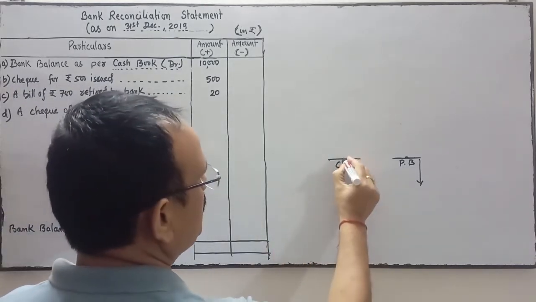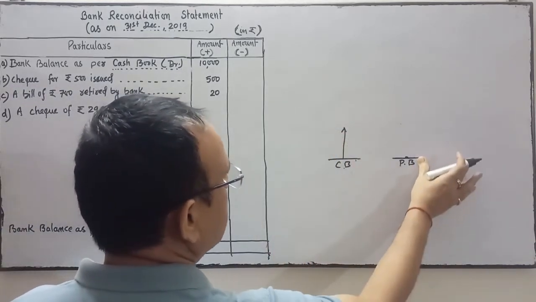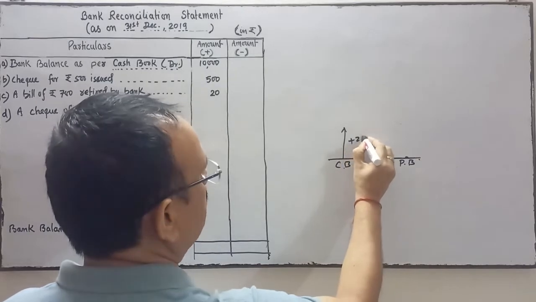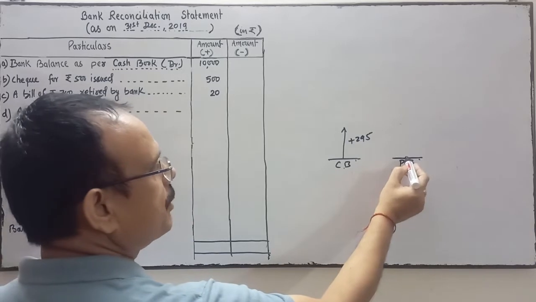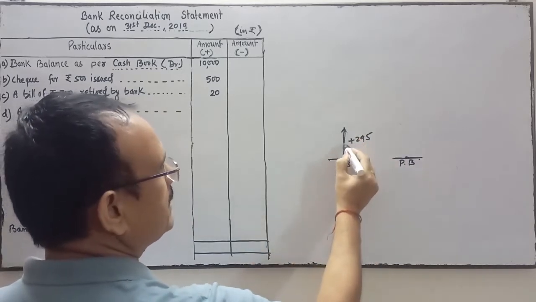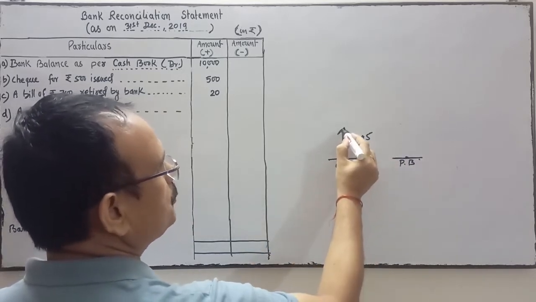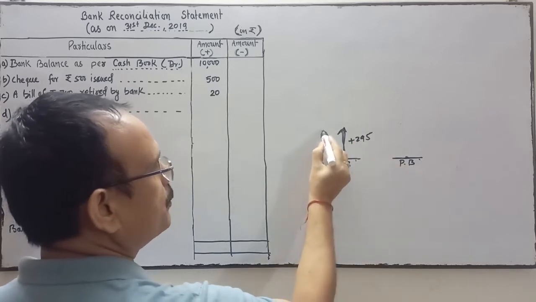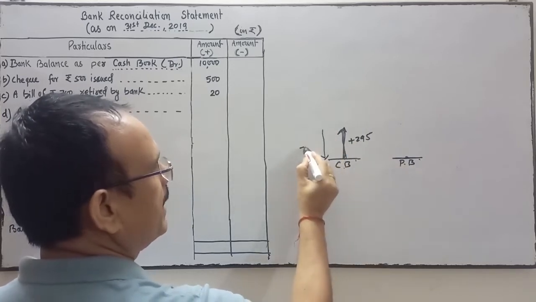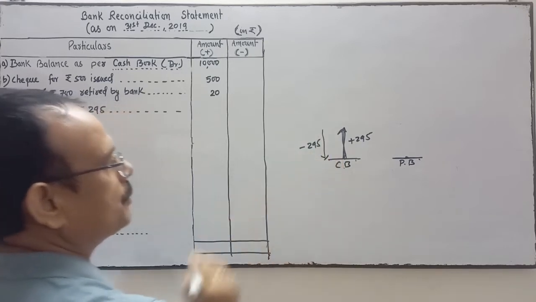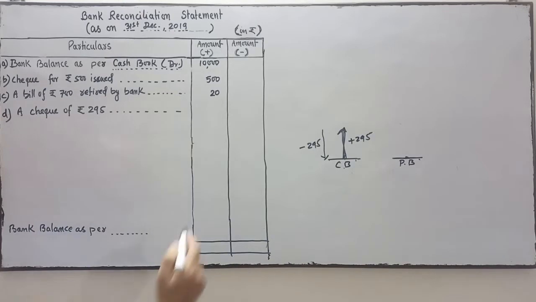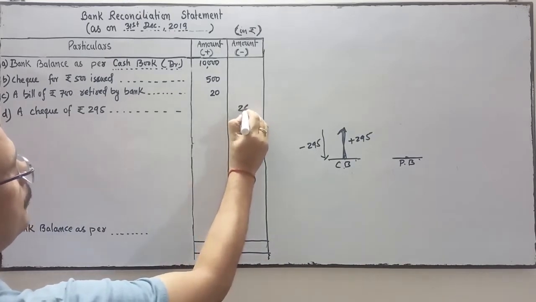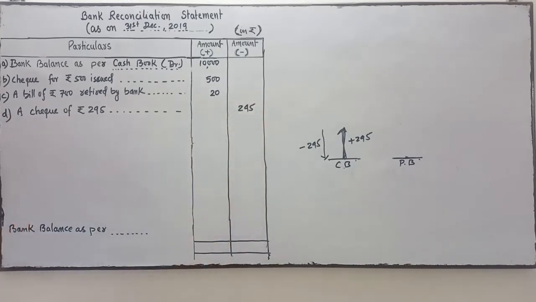So when the check is deposited, cash book balance is increased by 295, but that check is dishonored in the bank. So passbook balance is not increased. Cash book balance has increased, but passbook balance is not increased. So what we'll do? We'll do minus 295 in the cash book, then the balance will be same as passbook. So 295 will be in the minus side.